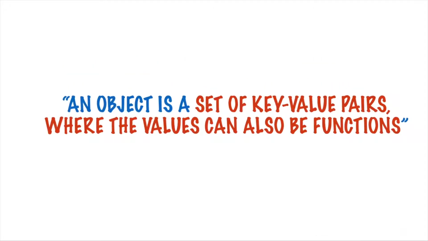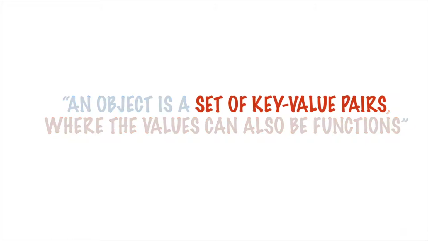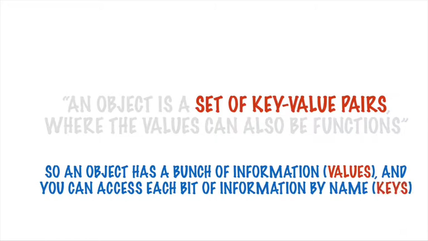An object is a set of key value pairs where the values can also be functions. A set of key value pairs. That means an object can have 0 or more key value pairs. So what are these key value pairs? An object has a bunch of information, and the information that the object holds is its value. Each bit of information that an object holds can be looked up or accessed by a specific name, and those names form the keys of an object.